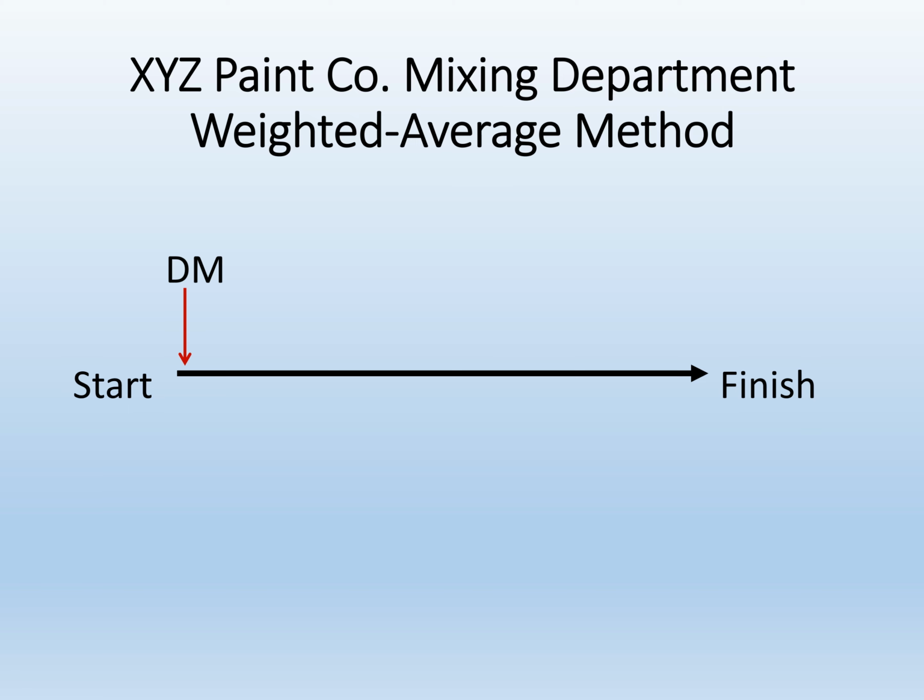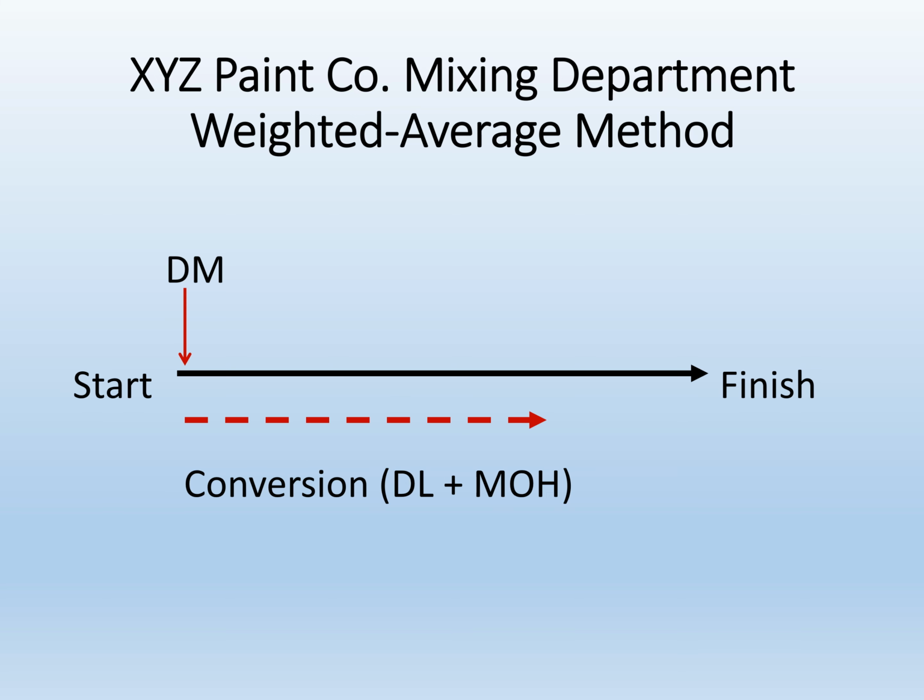At the very beginning of the process, all of the ingredients to make paint are dumped into a vat. Then we start the conversion process by adding direct labor and manufacturing overhead continuously through the production process until we reach the end of the process and the paint is thoroughly mixed.